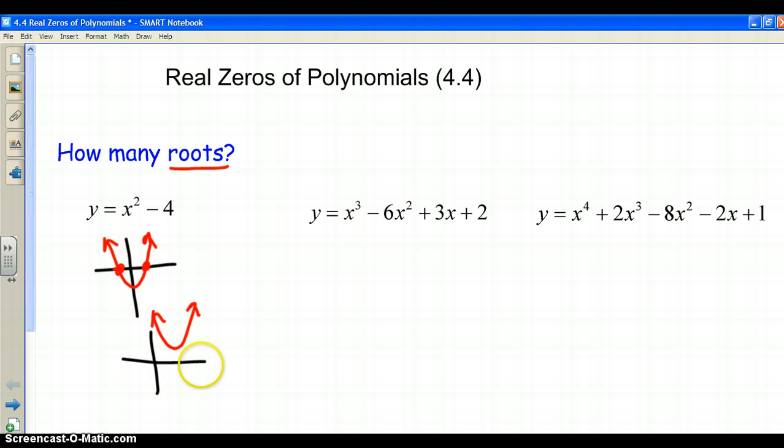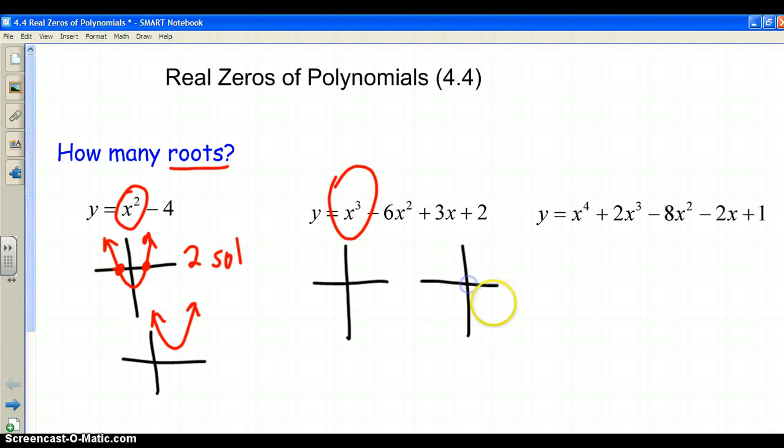Maybe it doesn't have any real solutions, but even in this case, since this is to the second power, it's going to have two solutions. In this case, it would have two real solutions. In this case, it would have two imaginary solutions, but it would have two solutions because it's to the second power. This one, x to the third, we know the end behavior of this graph.